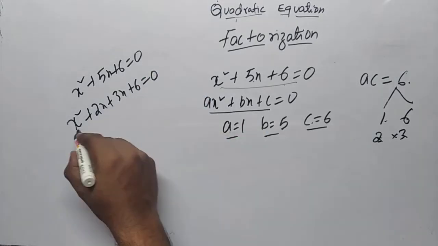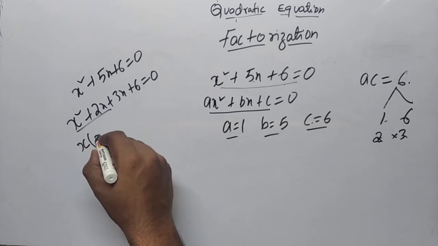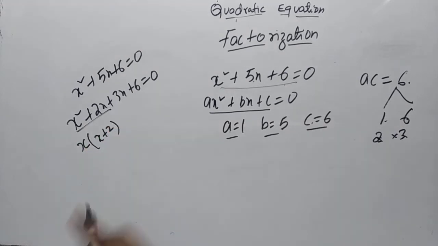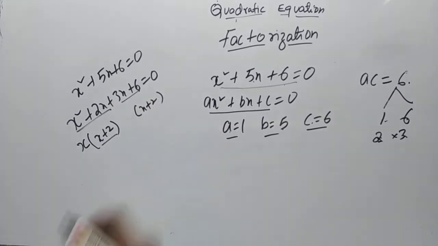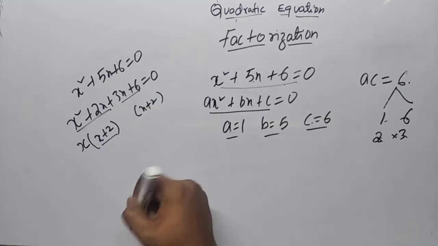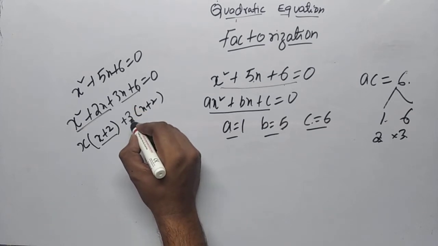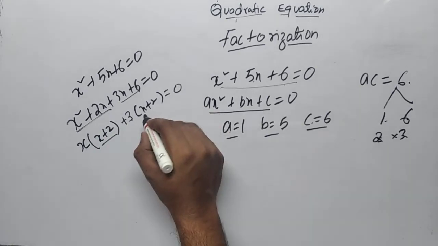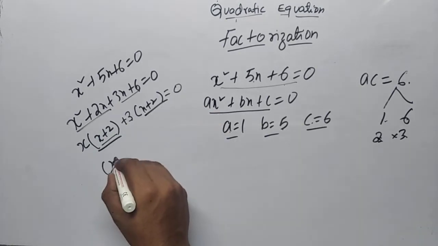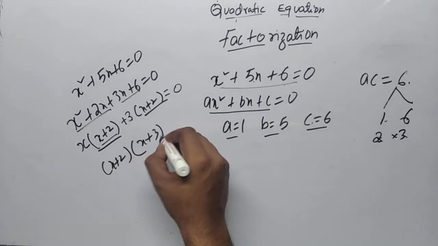The next step is to take the variable x common here, so you have x plus 2. Then in the second part, this x plus 2 will again be common, so you have to find the common factor. If you take 3 common, again we will get x plus 2. So in both terms x plus 2 is common. What is the leftover? x plus 3 is equal to 0.